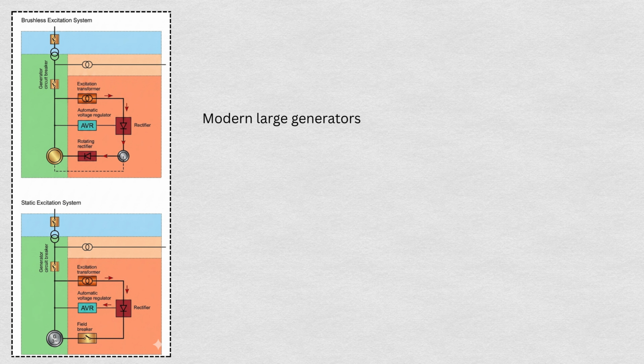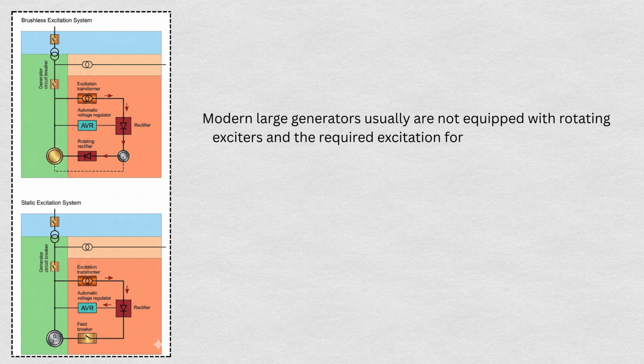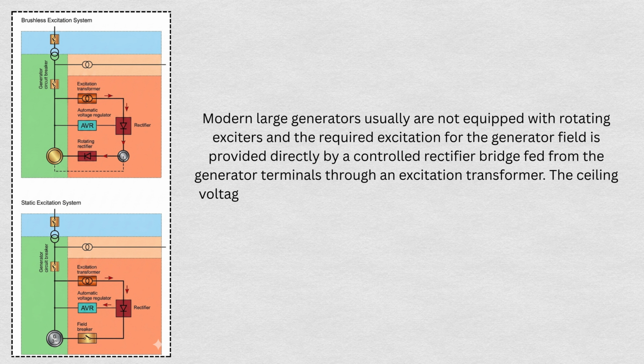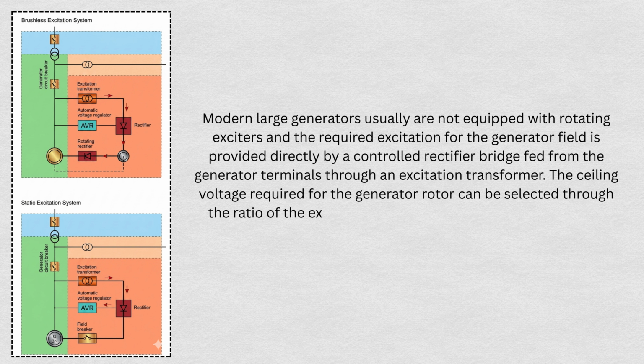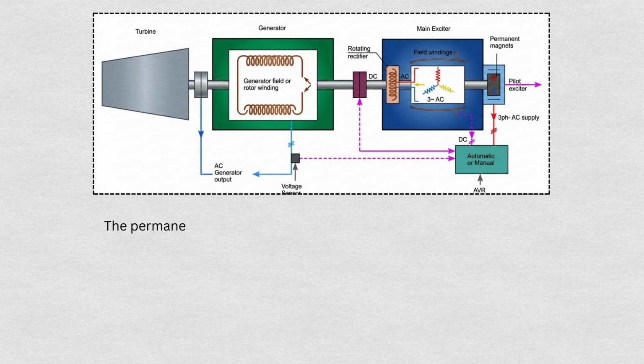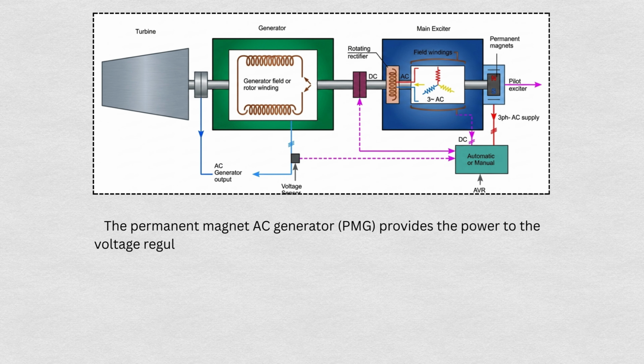Modern large generators usually are not equipped with rotating exciters, and the required excitation for the generator field is provided directly by a controlled rectifier bridge fed from the generator terminals through an excitation transformer. The ceiling voltage required for the generator rotor can be selected through the ratio of the excitation transformer. The main advantage of static excitation is the response time for sudden increase or decrease of excitation current. The permanent magnet AC generator, PMG, provides the power to the voltage regulator.